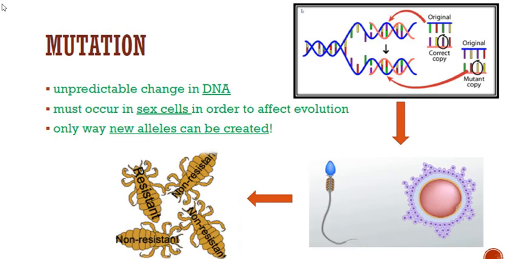Mutation. Mutation brings in new alleles. So unpredictable changes in DNA. These have to occur in your sex cells. Remember, we call these your gametes. Sperm and egg. If it doesn't occur in your gametes, then it can't be passed on. And this is the only way for new alleles to be created. So new variations. And variations can become adaptations. So mutation is a driving force of evolution, creating new variation.